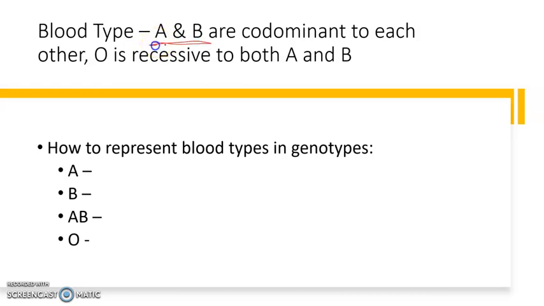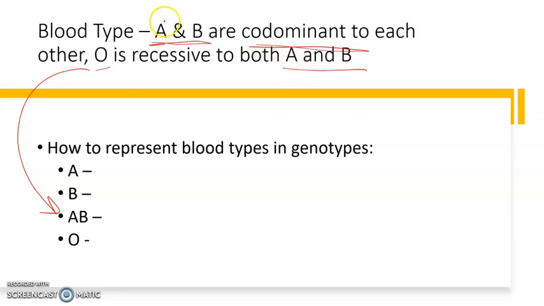So blood types A and B are co-dominant, which is how you get that AB blood type: you have an A and a B allele, but O is recessive to both A and B. So how this looks when we set up a Punnett square is a little bit different.